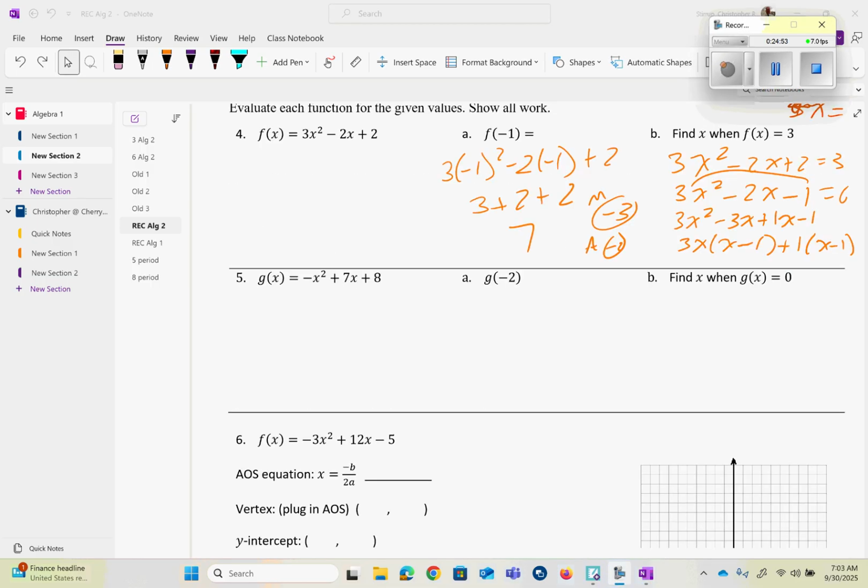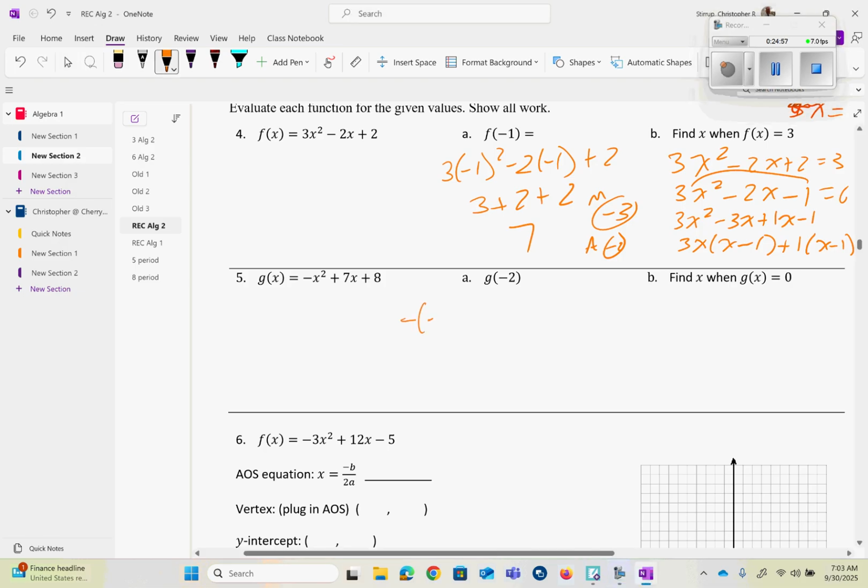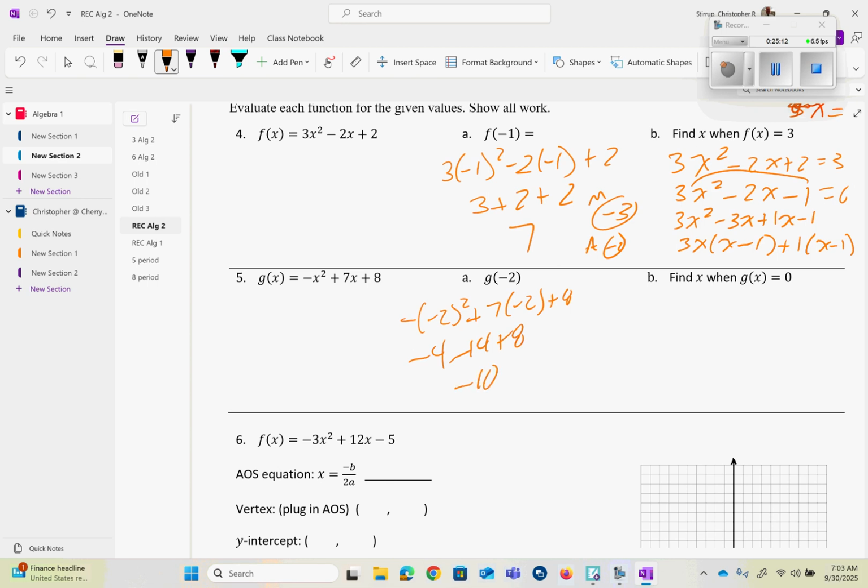All right, for this one, we're going to plug -2 in for our x. That's going to give me 4 with a negative outside, -4, minus 14 plus 8. So -18 plus 8, that's going to come out to -10.